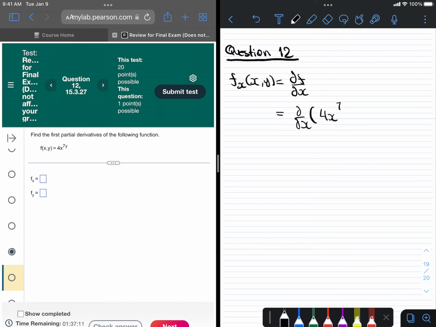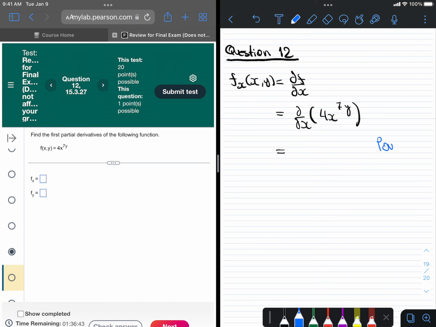for 4x^(7y), and we're deriving this with respect to x. Now, because when we're deriving with respect to x, we pretend y is a constant, so we are assuming this is just a constant. How would we derive that if that were, say, an x cubed or something, right? If this power were just a 3 or something like that. We bring the power down, the 3, and subtract 1 from the power. That's exactly what we'll do here. We'll use the power rule.